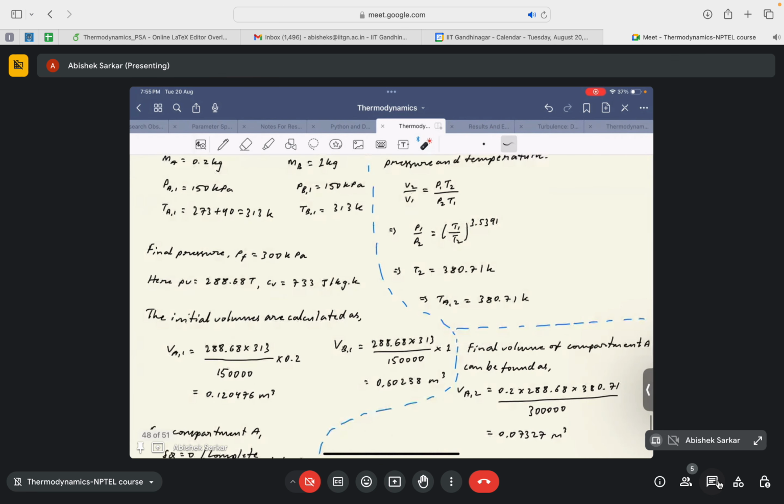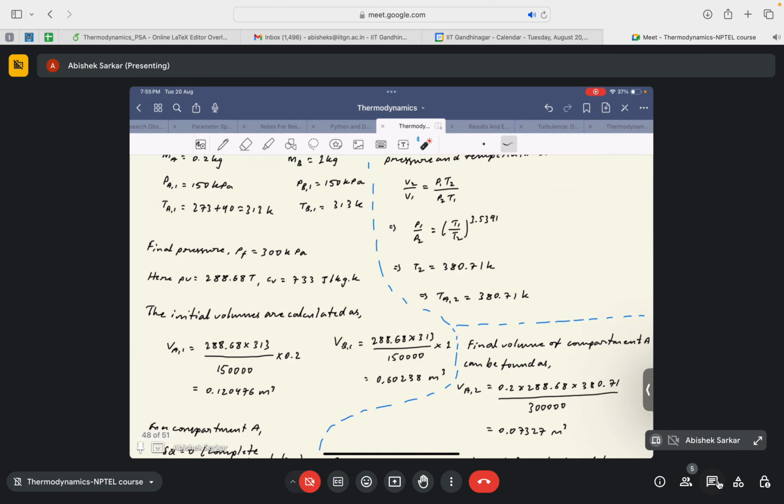So the initial volumes can be found using this relationship. V_A1 is 288.68 into 313 by 150,000. Since 150 is in kilopascal, you need to convert it into pascal, because they mentioned that in this relation pressure is in pascal, right? So once you do that, you get V_A1 as 0.120476 meter cube. And V_B1 is 0.60238 meter cube.